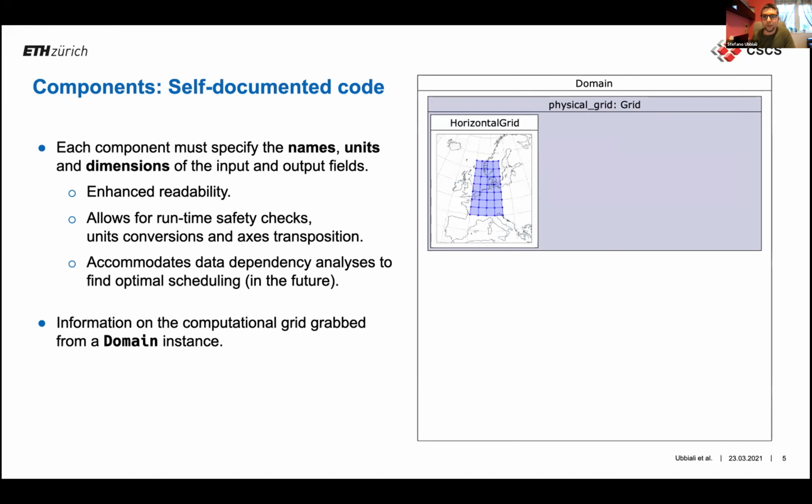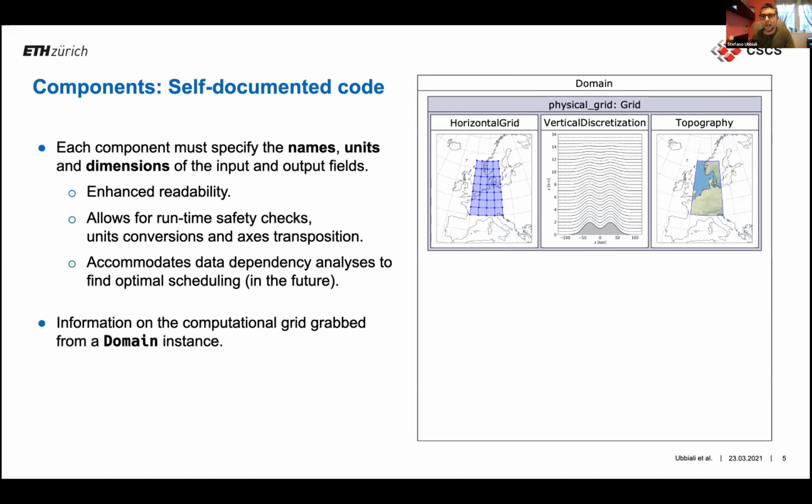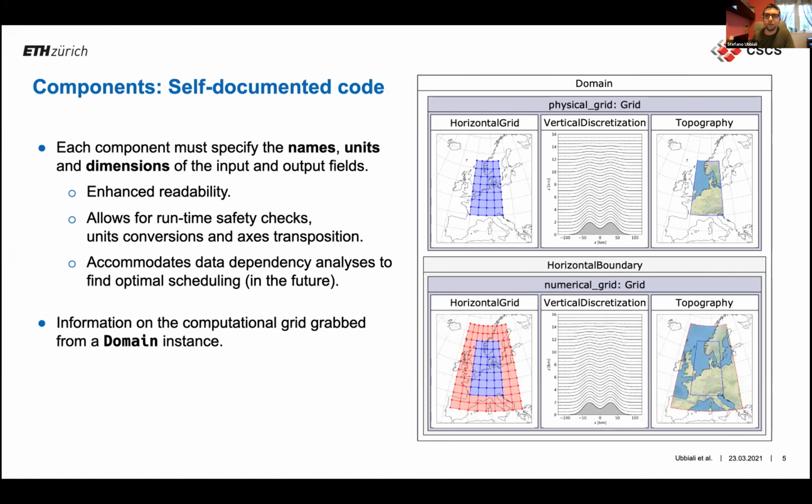So here we decompose the horizontal and the vertical discretization of the atmosphere, so we have a horizontal grid object and a vertical discretization. And then, of course, because the surface is typically not flat, we also have a topography class which carries information about the soil. And then inside domain, we also have a horizontal boundary object, which takes care of the lateral boundary conditions and is in charge of producing the numerical grid, starting from the physical one.